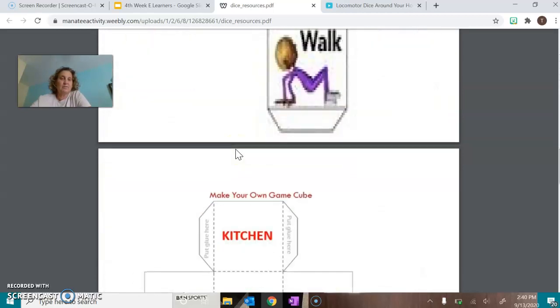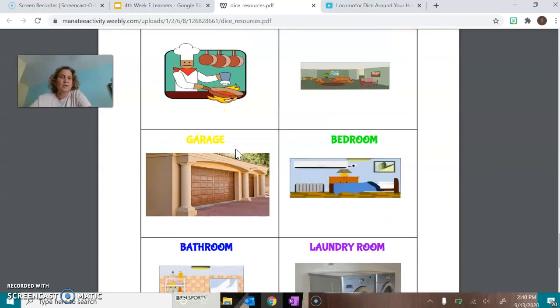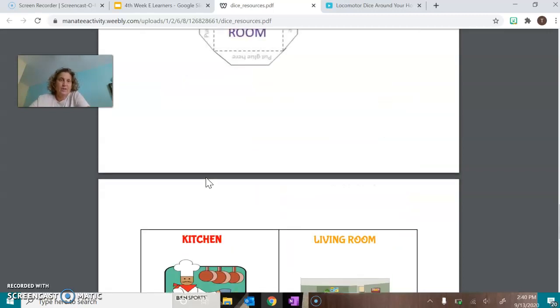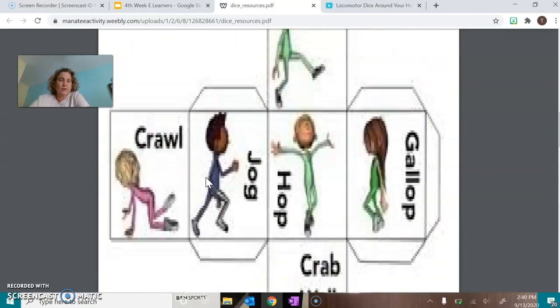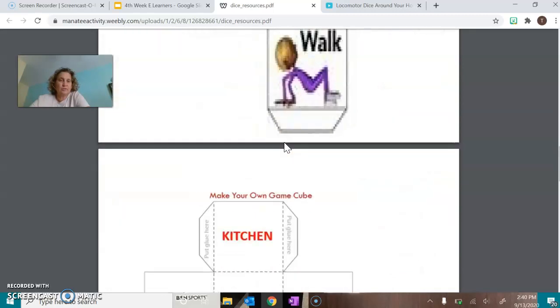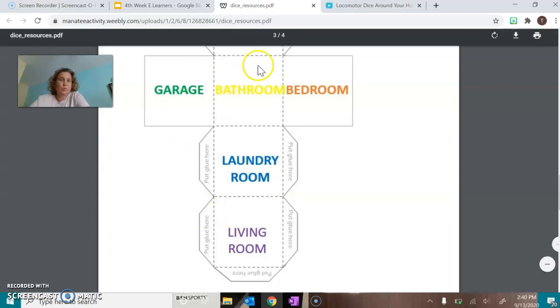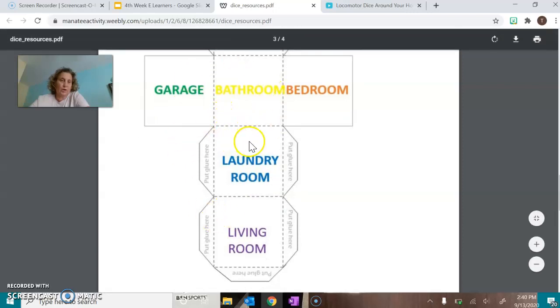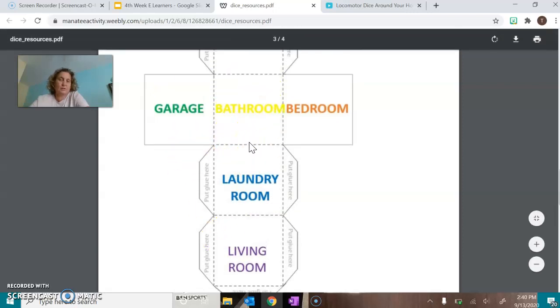I could then have these cards down here cut out and all mixed up. I pick one out, let's say I pick the garage. I am going to gallop to the garage and back, and then I would go again. If you use the dice one, right, then you would roll the dice, right, that gives you the locomotor skill, and then roll this dice to tell you where to go and back using that locomotor skill.